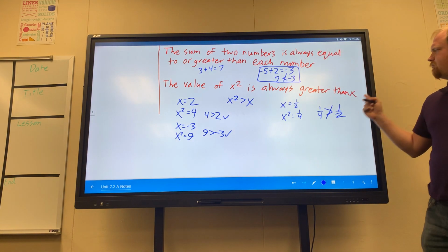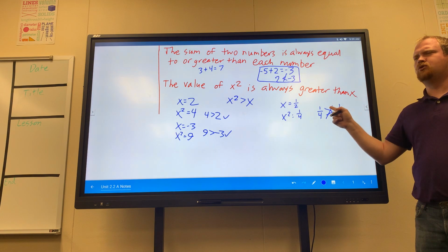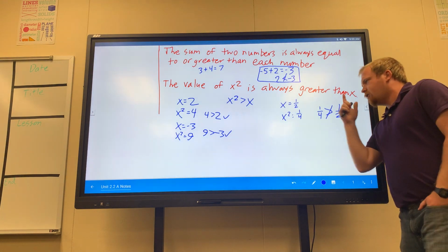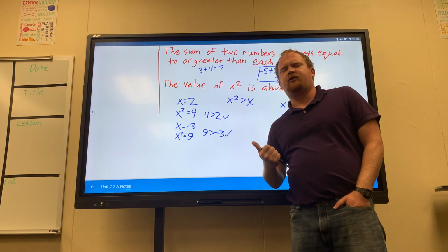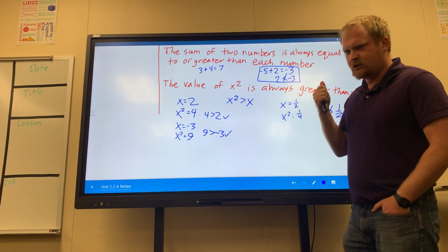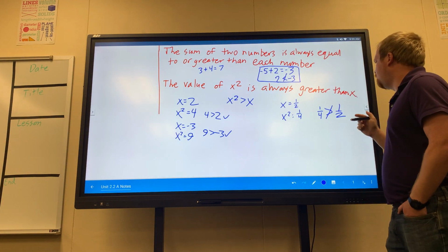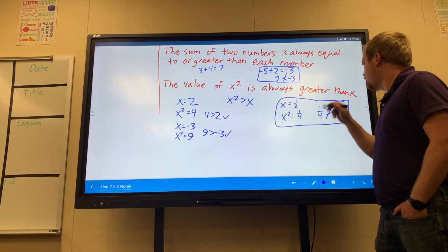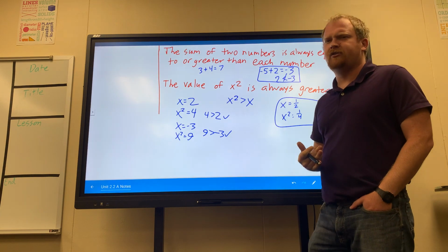It's almost like telling me that 1/4 is more than 2/4. That's not true. So these are examples of counterexamples. You just have to have one example where it's not true. Okay? And that will give you a counterexample.